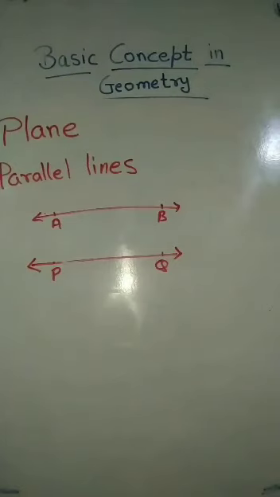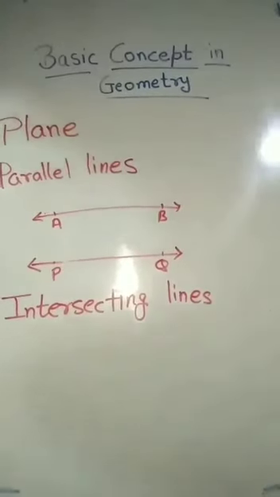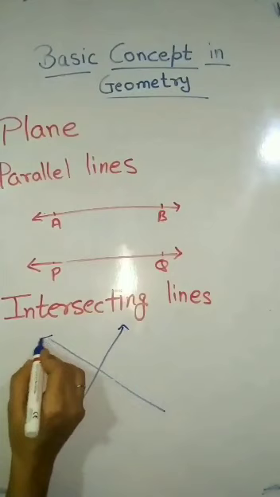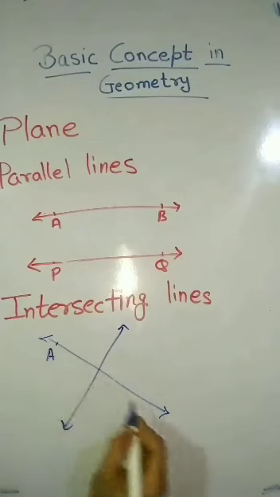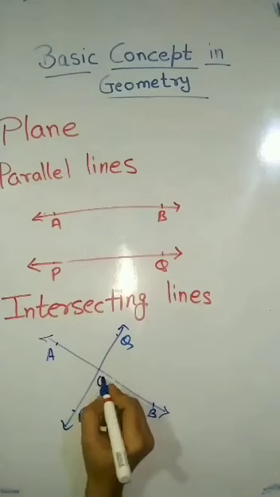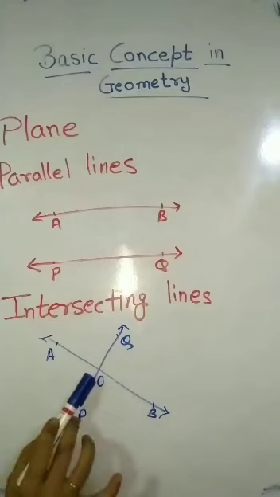Now the next is the intersecting lines. Intersecting lines means two lines that intersect at one point. See, these are the lines, line AB and line PQ. They are intersecting at point O, which means line AB and line PQ are the intersecting lines. Now it is clear: the plane, parallel lines and the intersecting lines. Parallel lines do not intersect each other and lie in the same plane. Intersecting lines intersect each other at one point.